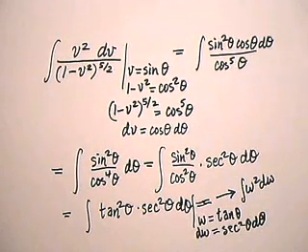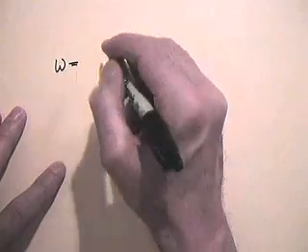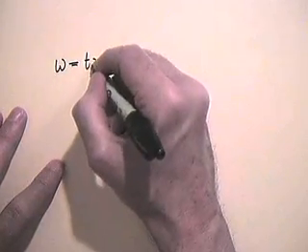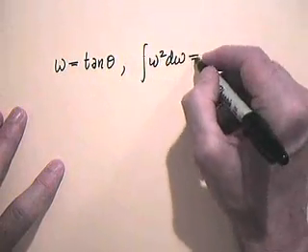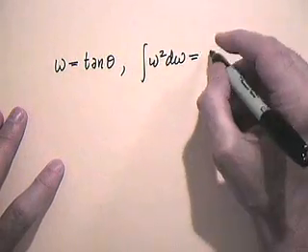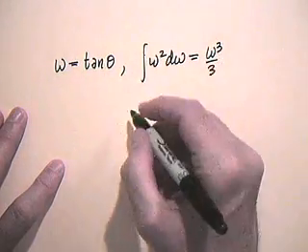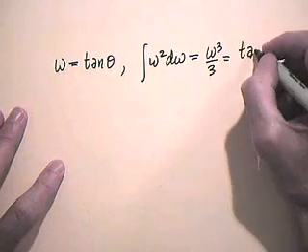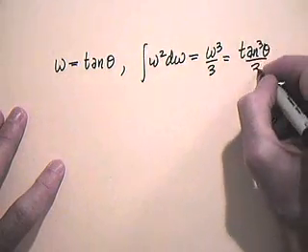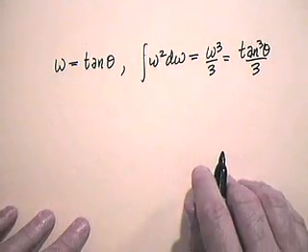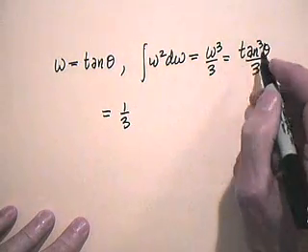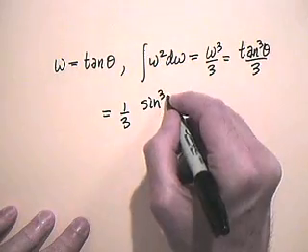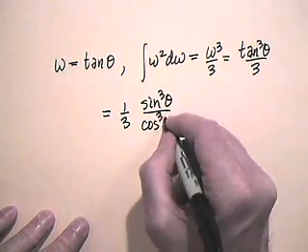So let's carry that integration out. We have w equals tangent theta, and we're integrating w squared dw. Well, that's simply w cubed over 3. So we have tangent cubed theta over 3. Well, now to go back, let's rewrite the tangent as sine over cosine. So we have sine cubed theta over cosine cubed theta.